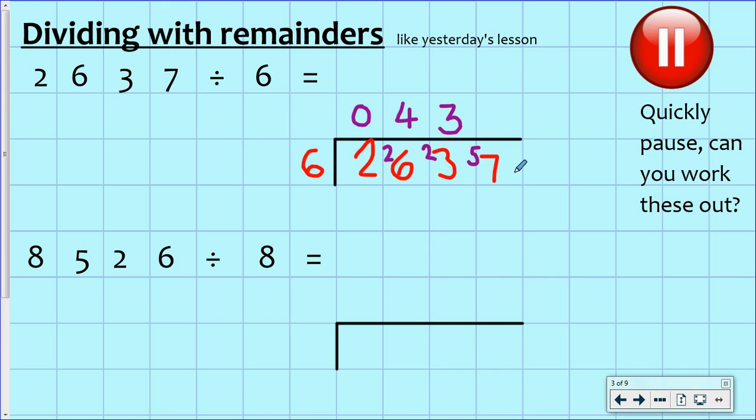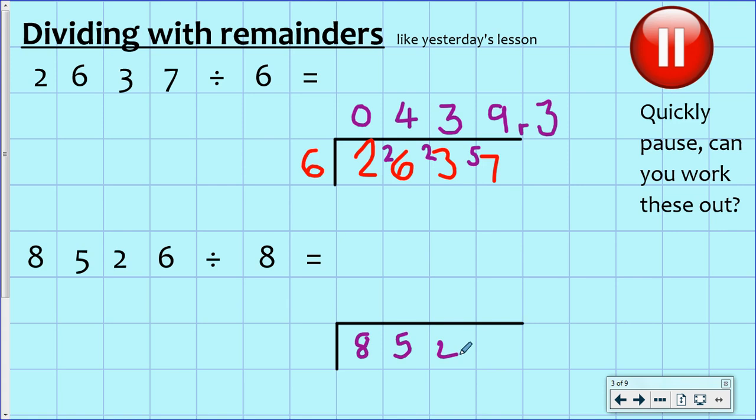So 57 into 6s. 6, 12, 18, 24, 30, 36, 42, 48, 54 is 9 times, but I've still got a remainder of 3. Okay, so it doesn't go into it perfectly. Let's have a look at the next one then.